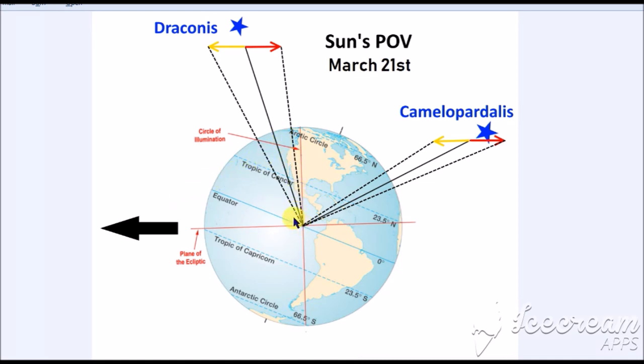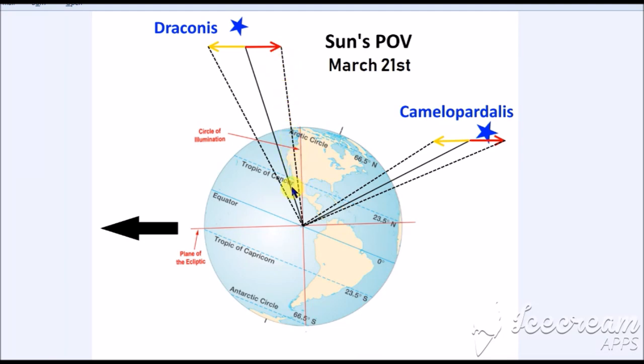So if you're here, just for simplicity, and you're moving this way, so you get the light from a different angle. You'll see the star from this angle, not from this angle. And 6 months later, you'll see the star from this angle, not this one.